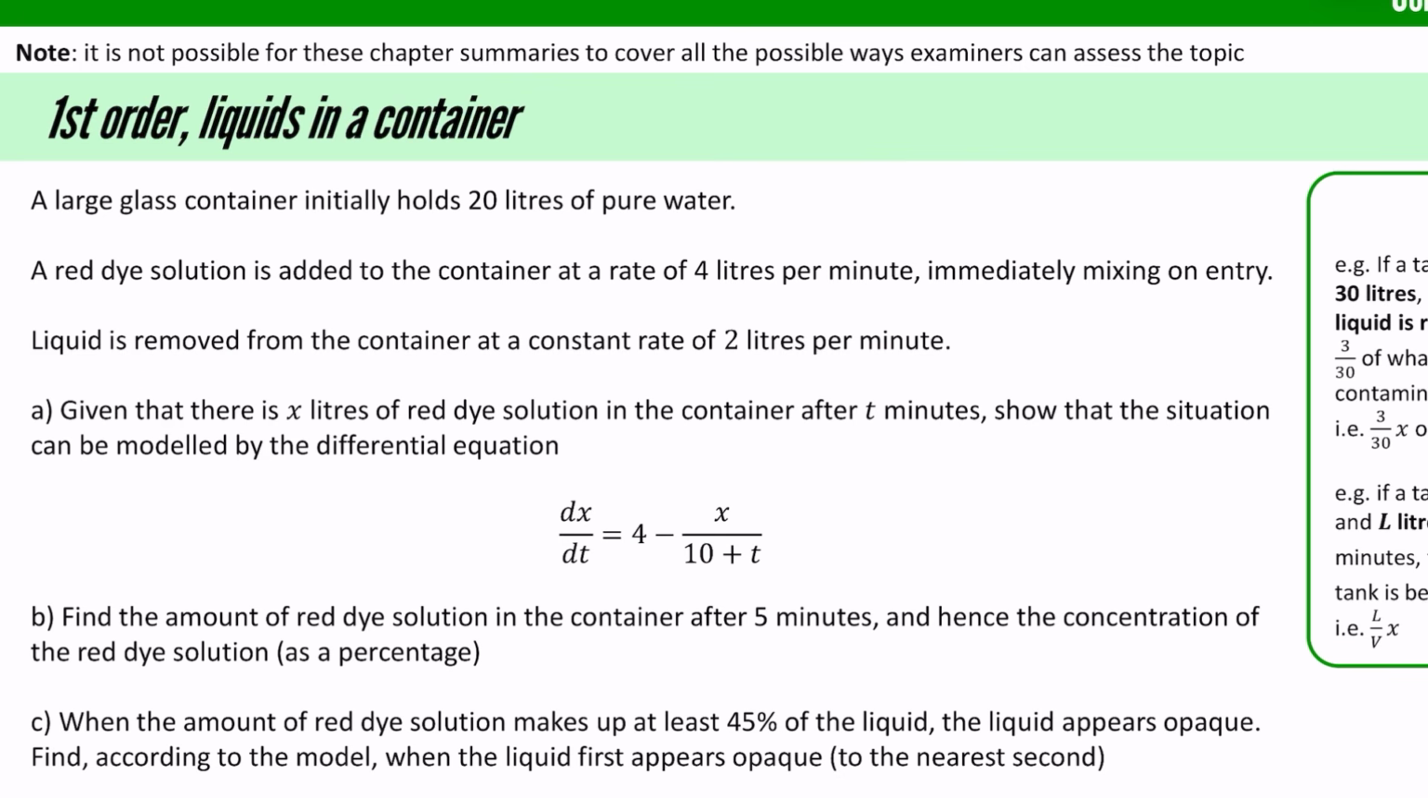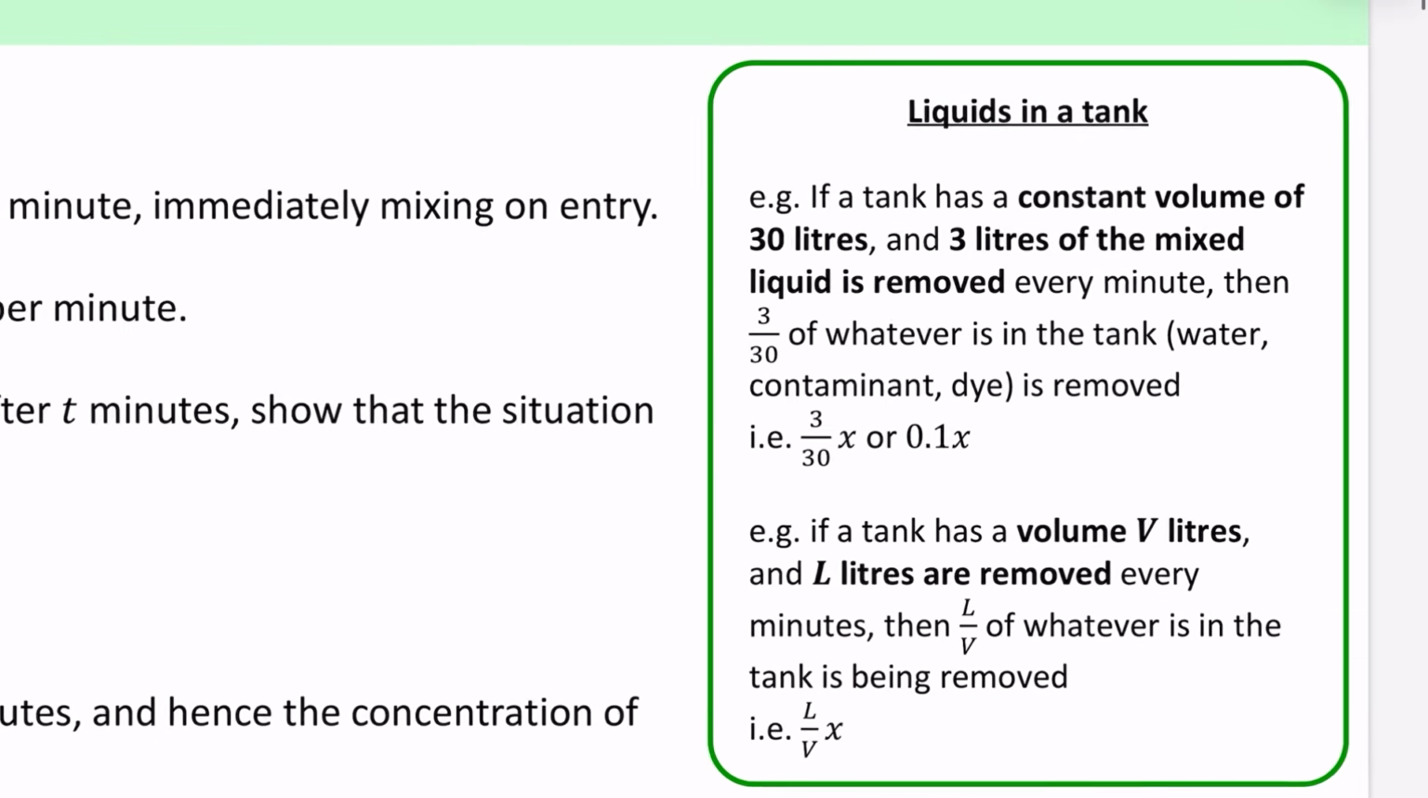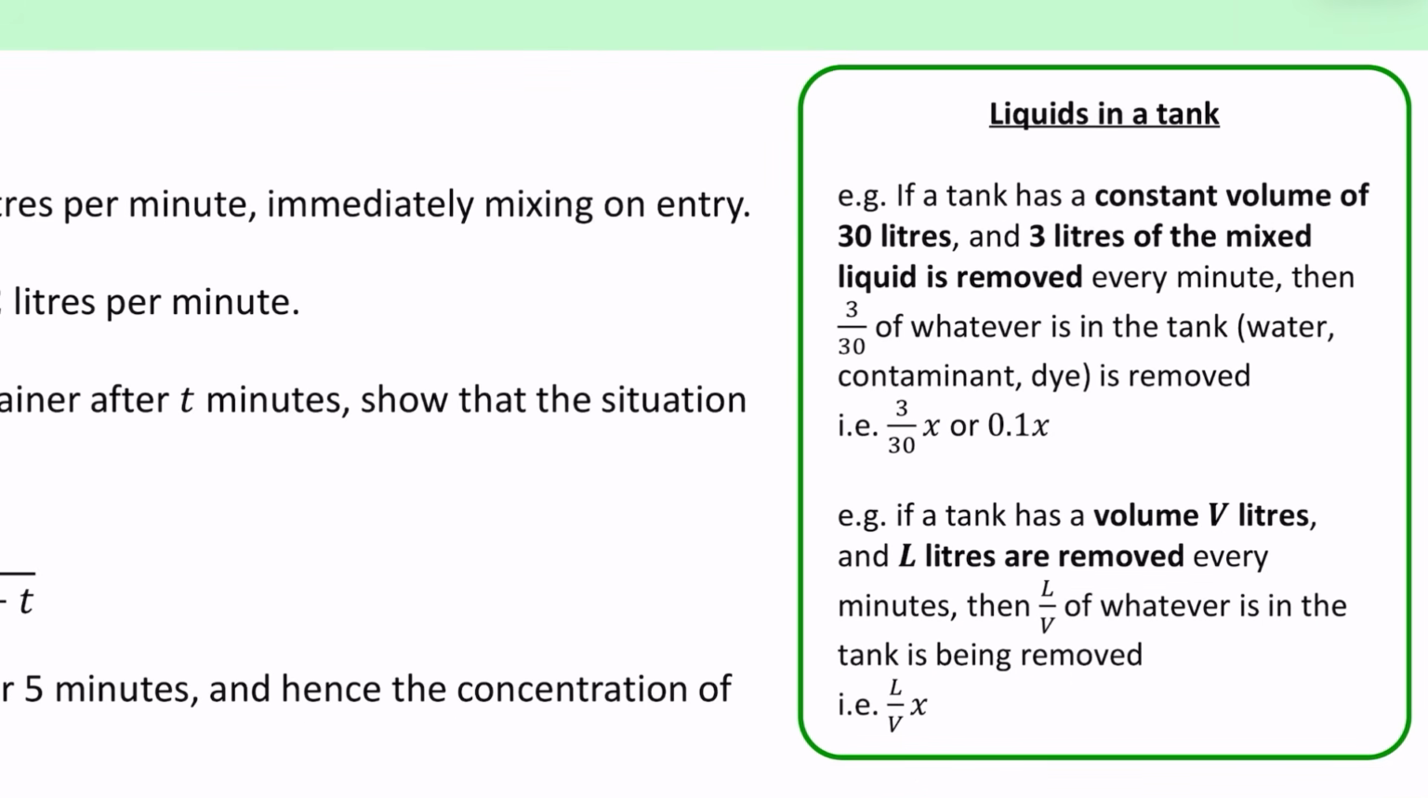So before we actually answer this question, let's look at some of the theory about liquids in tanks and how we can get the rationale behind this. It says, for example, if a tank had a constant volume of 30 litres and 3 litres of the mixed liquid is being removed every minute, then 3 litres out of the constant volume of 30 of whatever is in the tank, the water, the contaminant, the dye, whatever it might be, is being removed.